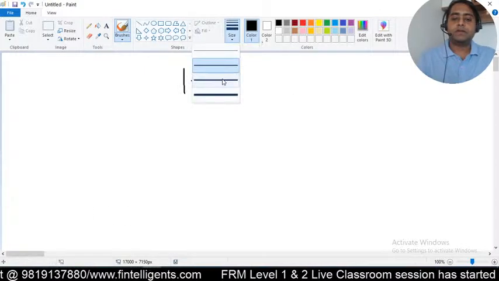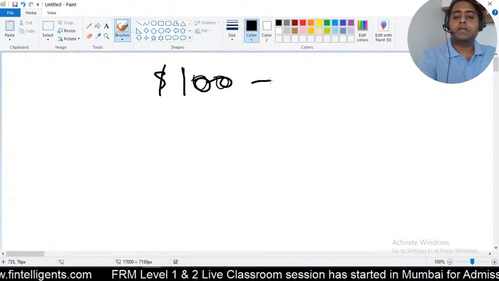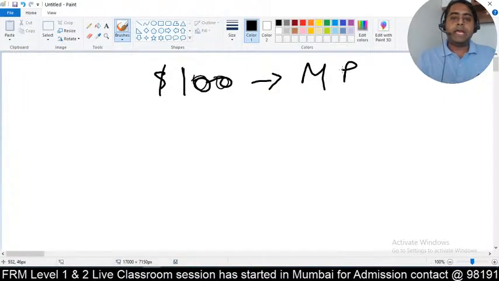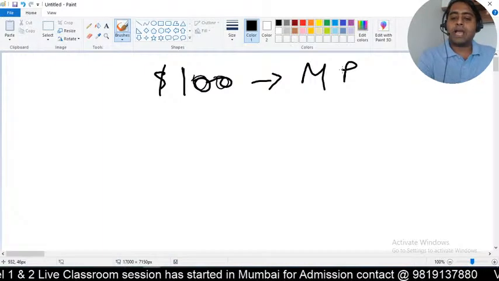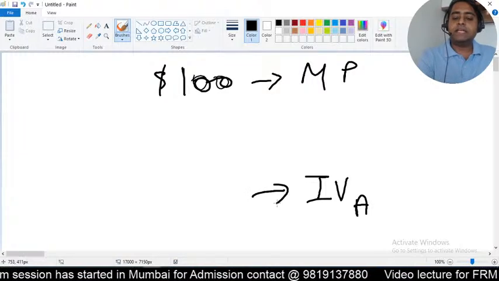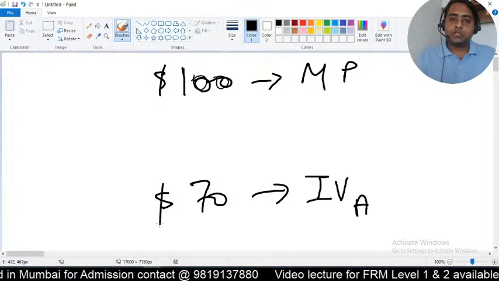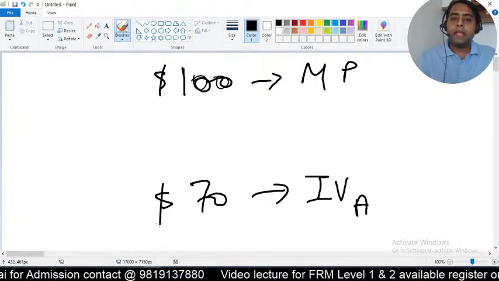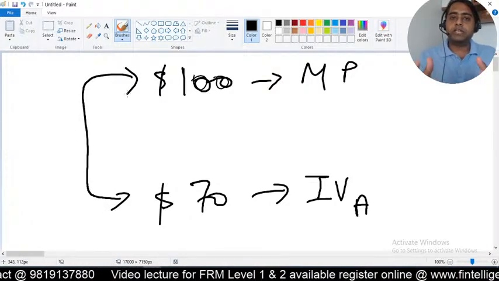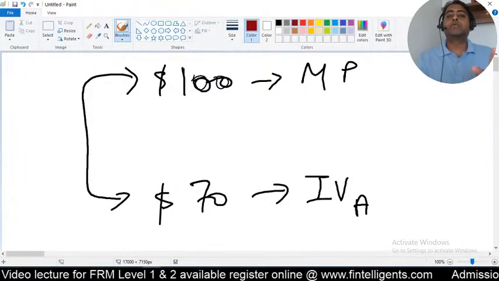The market price of the security is $100. I'm writing it as market price. And you calculated an intrinsic value of your own. So I am highlighting it as intrinsic value of the analyst. Let us assume that number is $70. Now you want to find the actual difference between these two, the $30 difference. That was an error that happened. But in reality, this error can be explained in two parts.